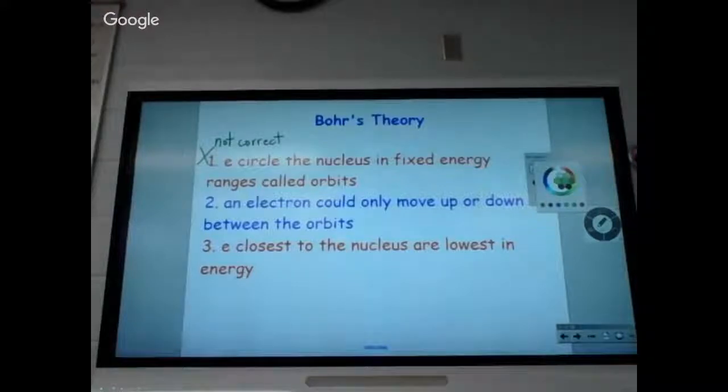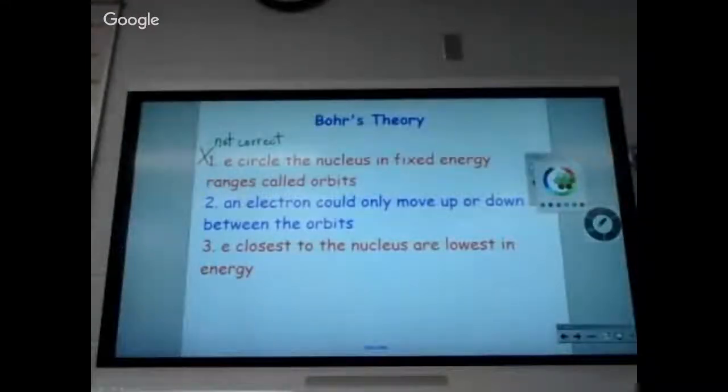An electron could only move up and down between the orbits. We describe it like a ladder. You know how when you climb a ladder, you have to stand on the rungs? You can't hover between the rungs. You have to stand on the metal rungs. Same thing here. The electrons have to be on the rings. They cannot be any place else but on the rings.